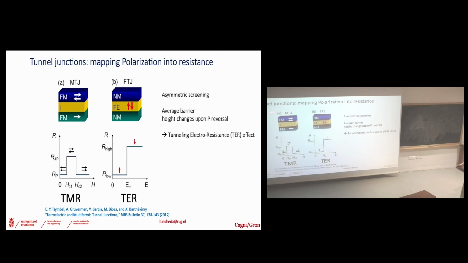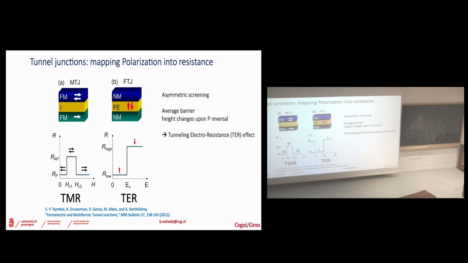Originally the concept of magnetic tunnel junctions was put forward. You have a very thin insulator between two electrodes that are ferromagnetic, and the magnetization of one of them can be switched. So you can have the tunneling magnetoresistance effect and change the resistance. This is the basis of magnetic memories.